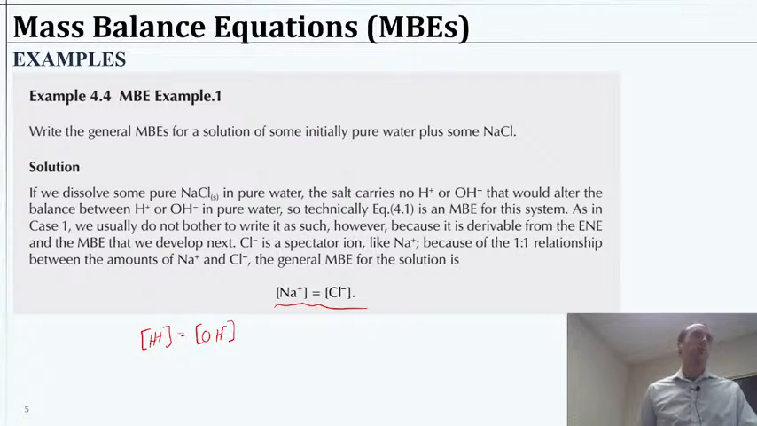So pretty straightforward, and the book's explanation is just, well, the salt is not doing anything to H plus or OH minus that would affect that, so we could use that H plus equals OH minus. But the only other thing that might be relevant is the relation between Cl minus and Na plus. Of course, we could also do an electroneutrality equation here and add up the positives and the negatives, but this is mass balance.